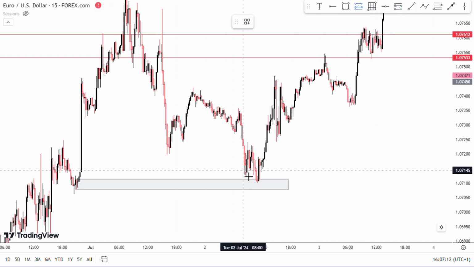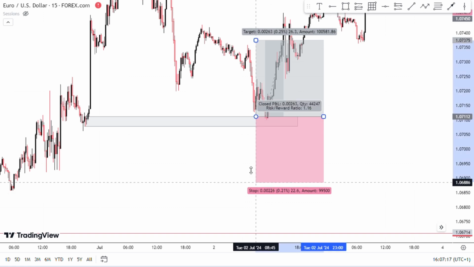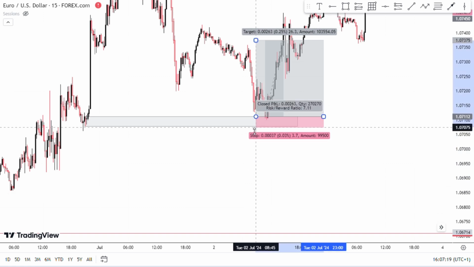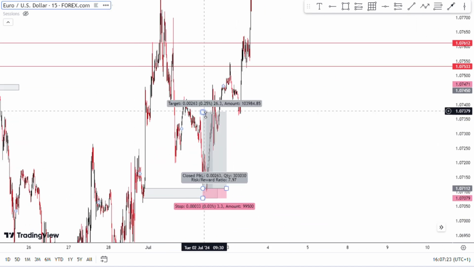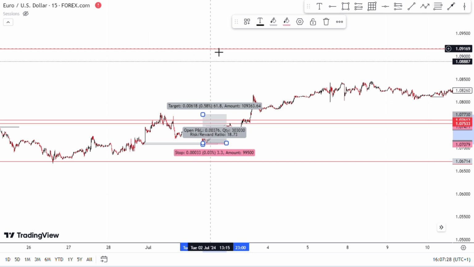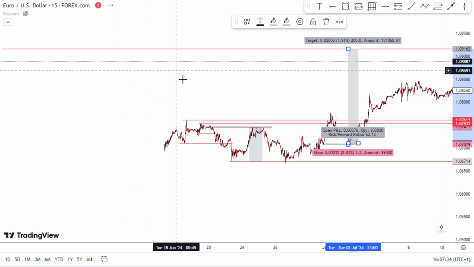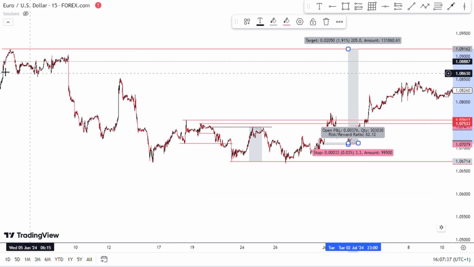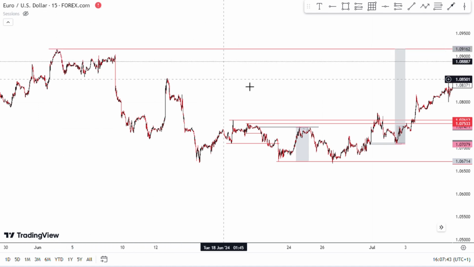You set your entry using this area, then you set your stop loss using this particular low here. Then you set your take profit using this high. The high I mentioned earlier, this is it. I'm going to tell you the reason why I'm using this particular high for my take profit before I end this video.